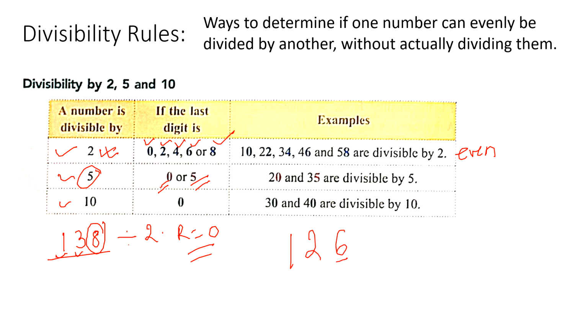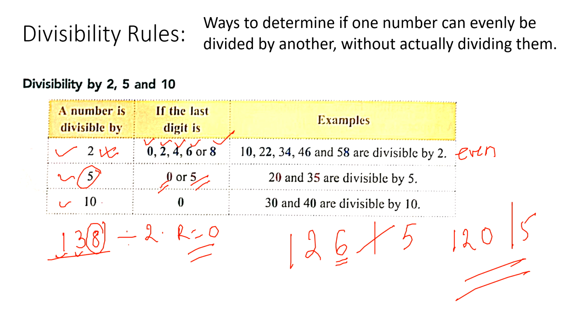You see in this case, the ones place has 6. It is not 0 or 5, so it is not divisible by 5. On the other hand, if it is 120, it is divisible by 5. So that's how you have to do it.